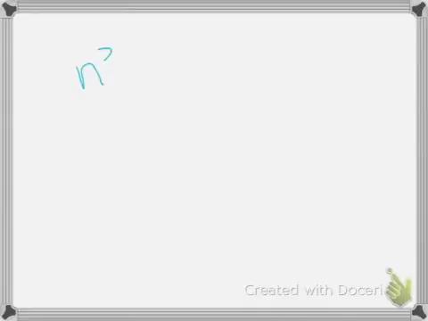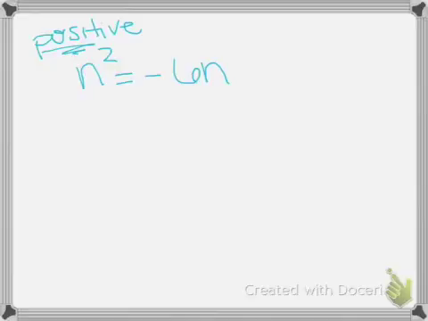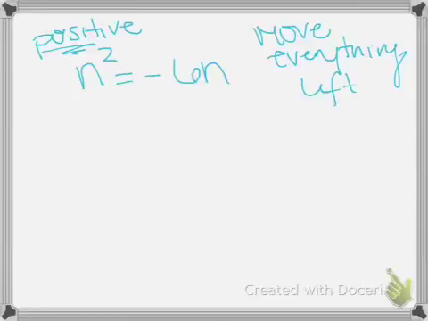You may have a problem, such as this, that is not set equal to 0. I always like to keep the n squared positive, or whatever variable it is. If it's x squared, I keep the x squared positive no matter what. Typically this is done by moving everything to the left. It's like that Beyonce song, to the left, to the left.